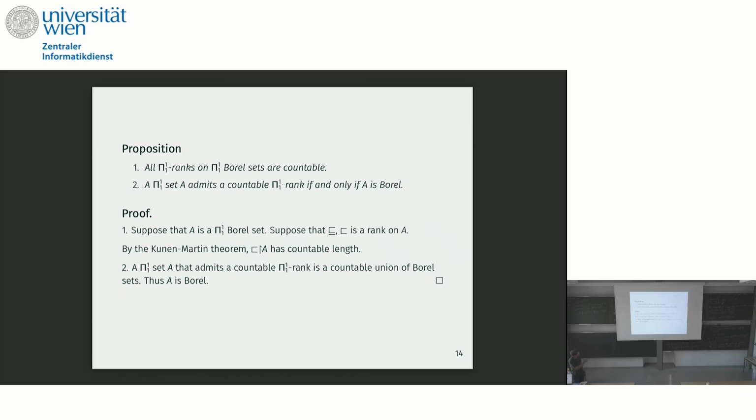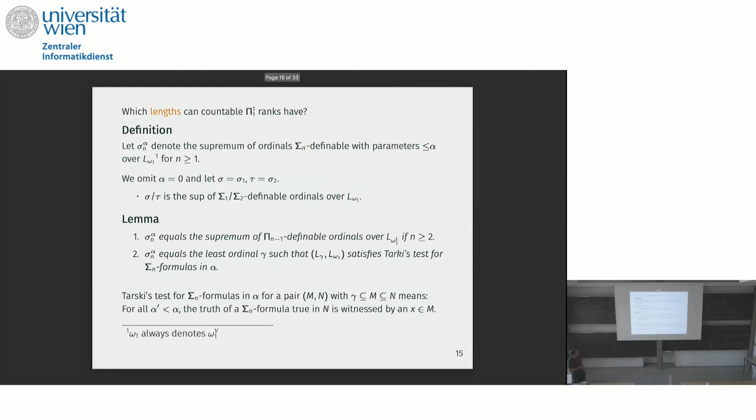Right. So here you can see why Borel is related to the question of ranks. And so to say a little bit about the ranks, let's look at these interesting ordinals that I'll just call sigma alpha n. But if you want, you can forget about alpha. You can set alpha to be 0.